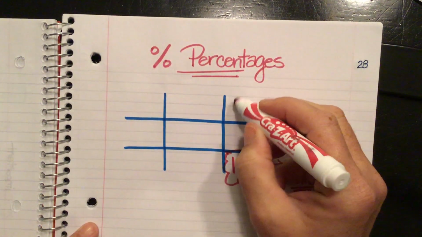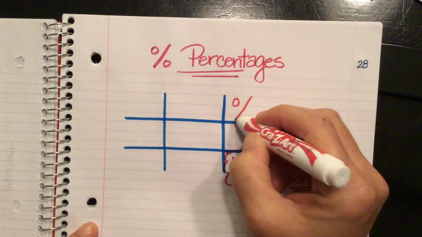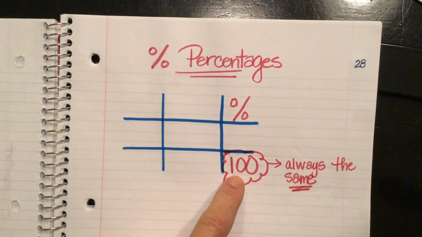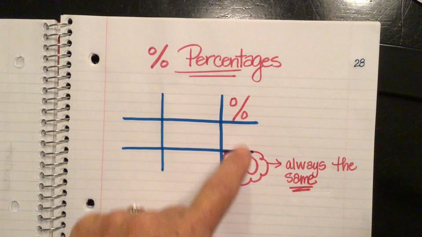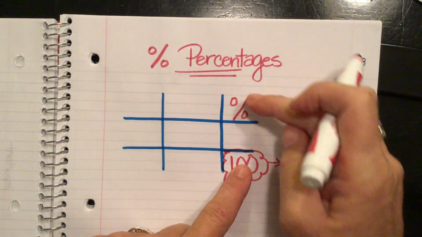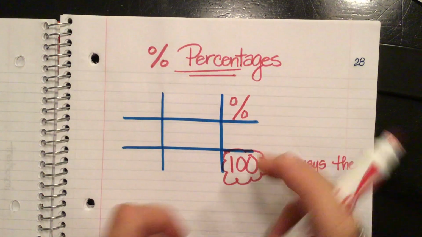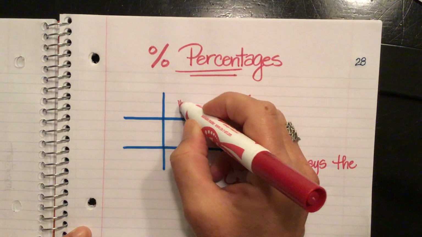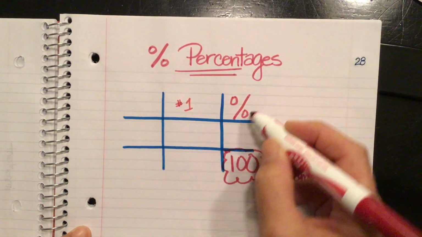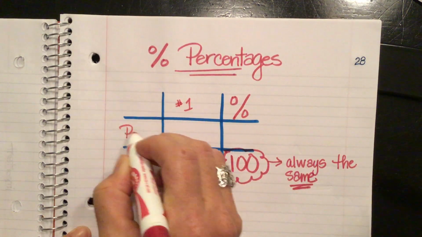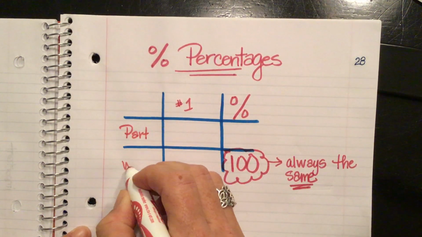This column is going to be your percent column, which is a ratio. If you have 20%, it's 20 out of 100. If you have 30%, it's 30 out of 100. So we're representing that percentage as a ratio. This will be my ratio number 1, just like we did, and this is our ratio number 2, except it's the percent column. And I always have my part out of my whole.